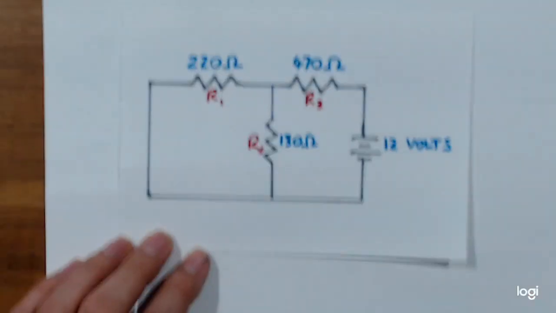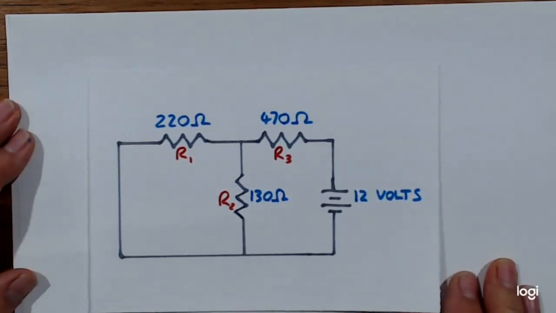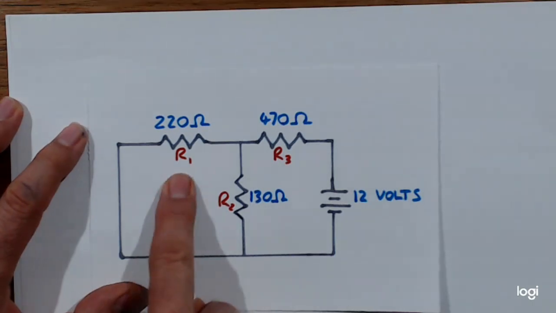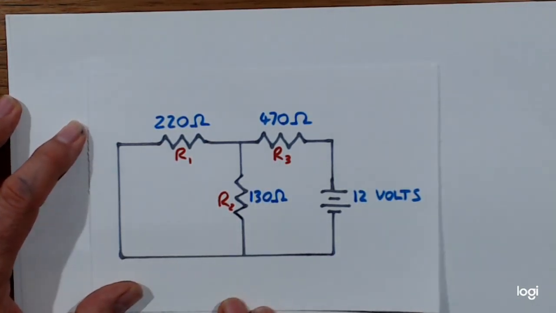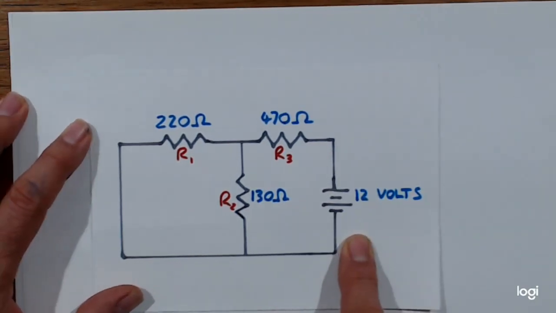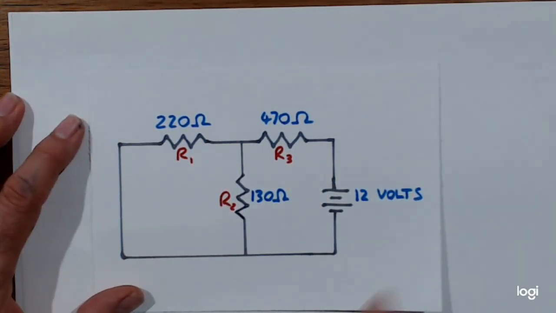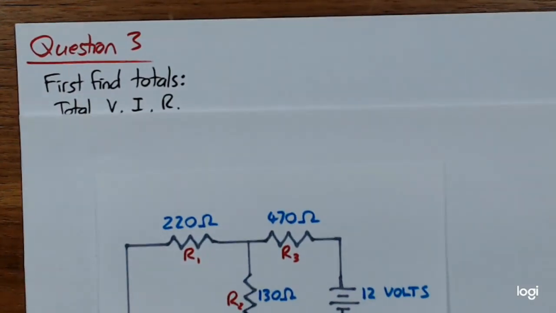So let's do it. You nearly always start with finding the totals, right? The first thing you find is hardly ever the current through that or the voltage across that. It's normally the totals, and the reason for that is because you're given the total voltage and you can calculate the total resistance using those resistance formulas. So that's normally where you start. So this is what we're going to do. Question 3, find the totals.